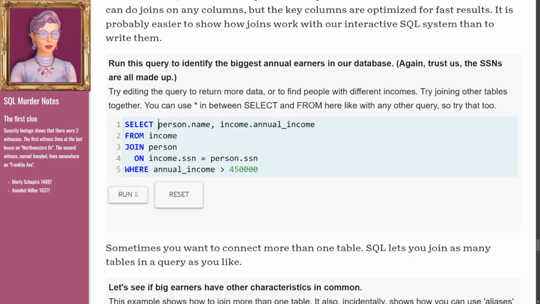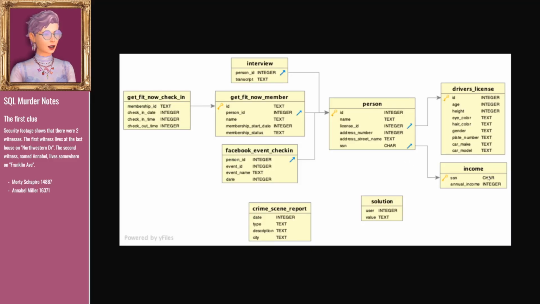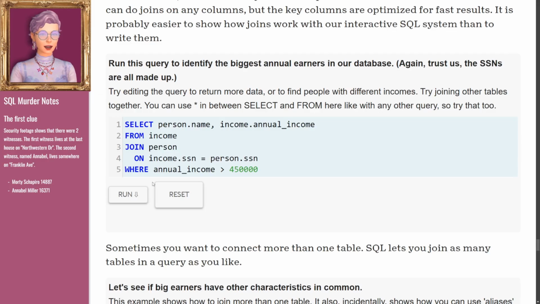That makes sense. So we can select person name and annual income from income join person. Here's person, here's income. So income has social security numbers. So that's what they're joining based on. Yeah, on income SSN equals person SSN, where the annual income is over a certain number.